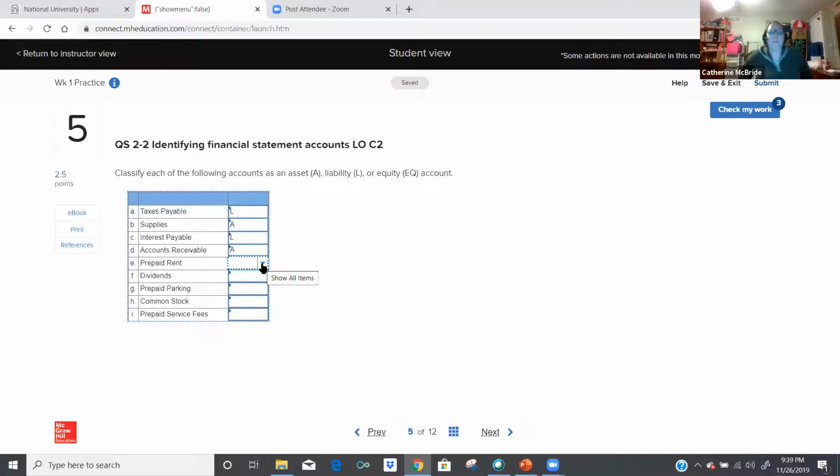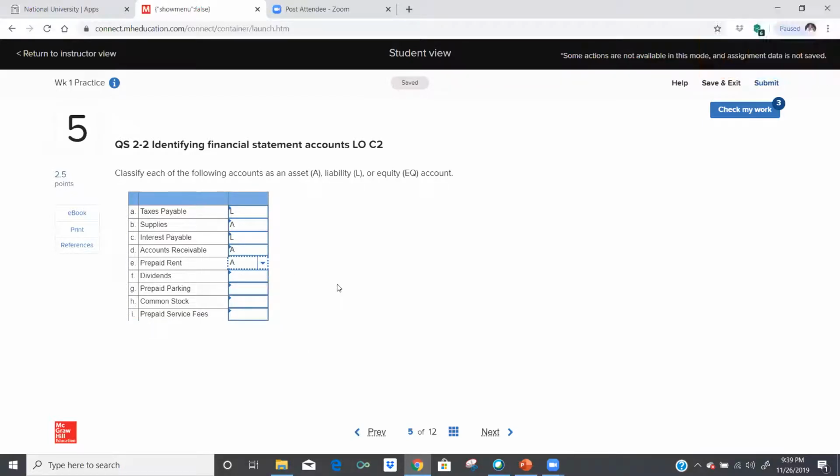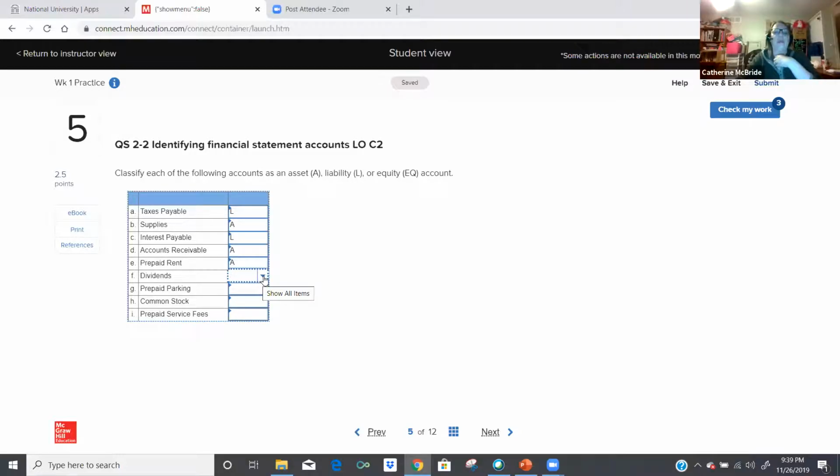So a prepaid expense, in this case, is prepaid rent. There's other ones we're going to look at. Prepaid rent is actually an asset because we have a future benefit because we paid something in advance. Does that make sense? Yes. All right. Dividends, asset, liability, or equity?